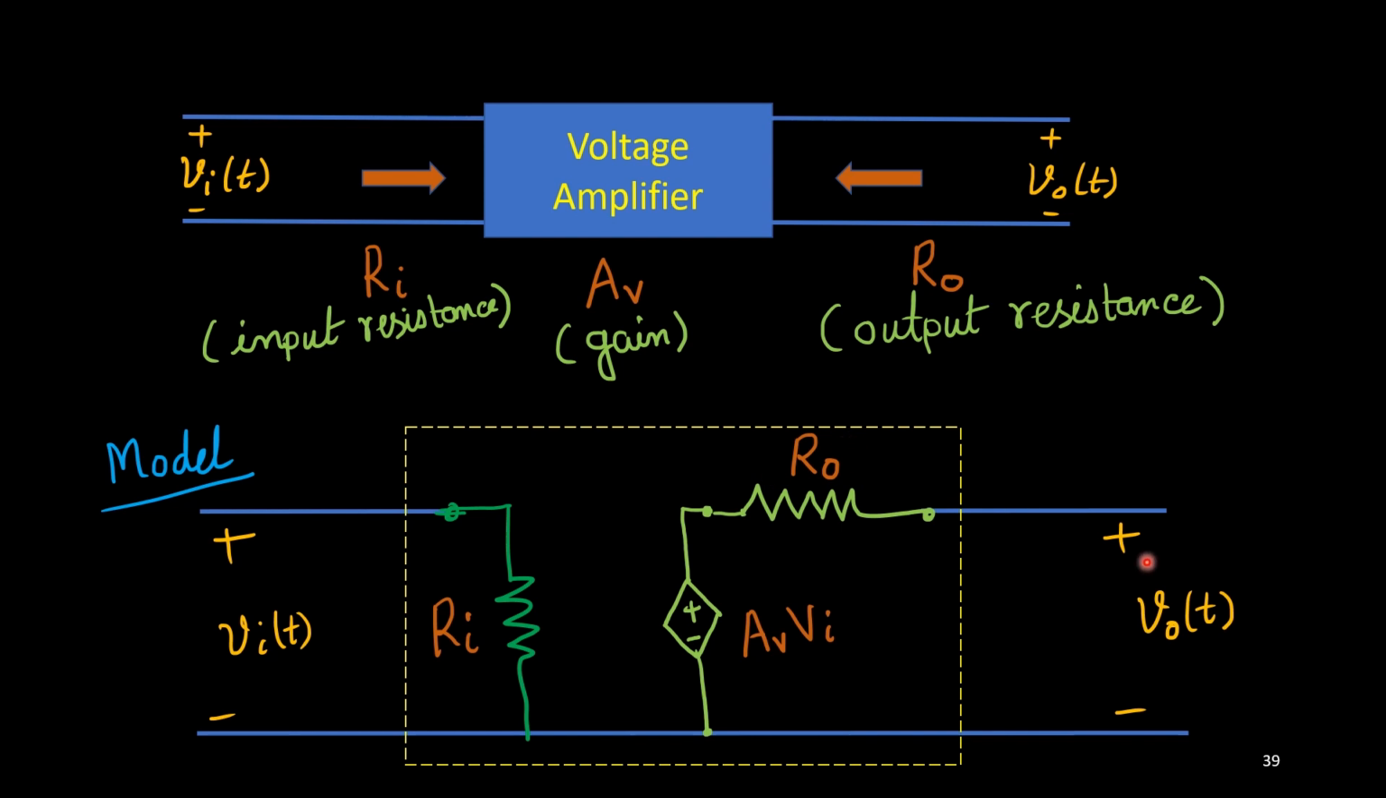Okay, then this side we will call it V0. Remember, this simplified model is for that mid band when there is no frequency effect, the gain is flat. That time this model will be used. But at low frequency and high frequency, some capacitive effects will be there, those will be discussed later.